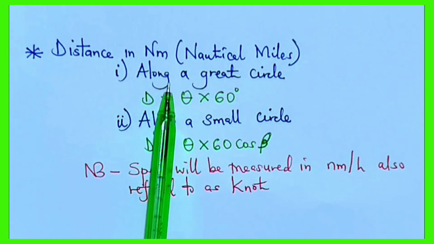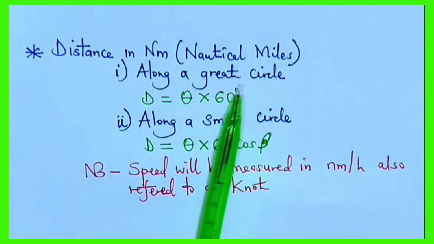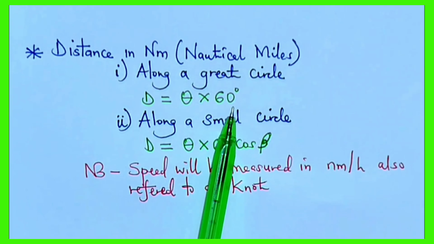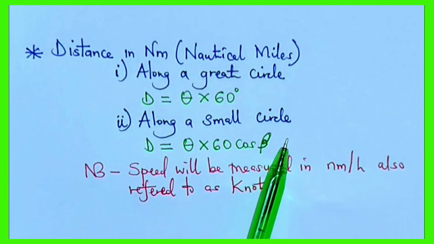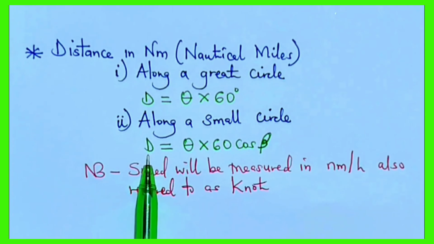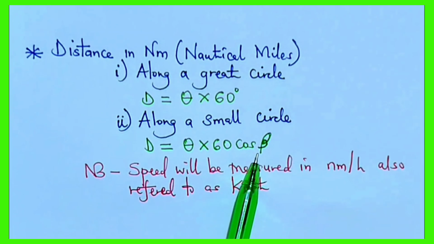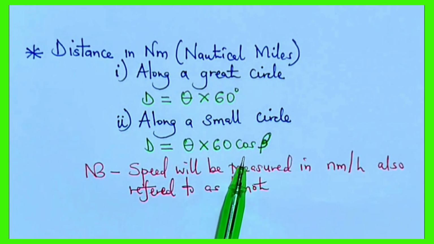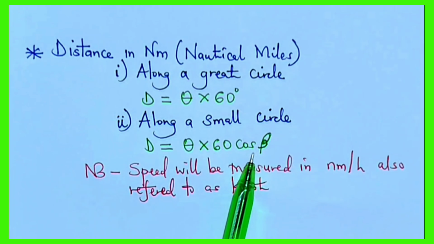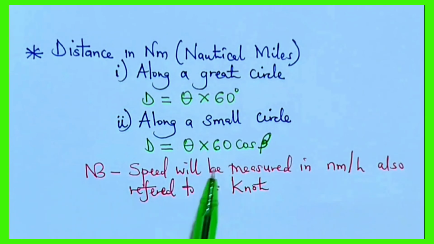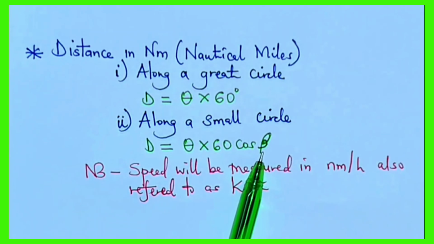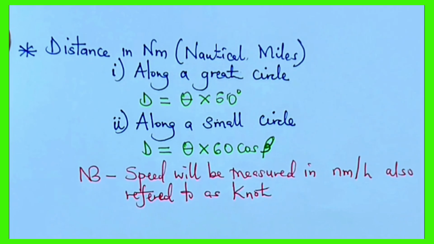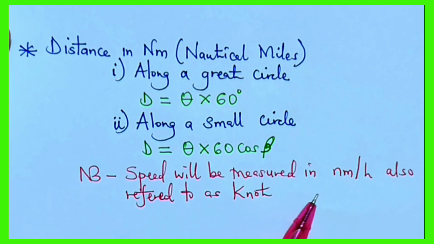So there is finding distance in nautical miles along a great circle, which will be equal to theta times 60 degrees. And then there is finding distance in nautical miles along a small circle, where we say that distance will be equal to theta times 60 cos beta. And that cos beta is the effect of moving along a small circle, where beta is the angle formed, or the difference in degrees from where the latitude is from the equator. And in this category, speed will be measured in nautical miles per hour, also referred to as knot.